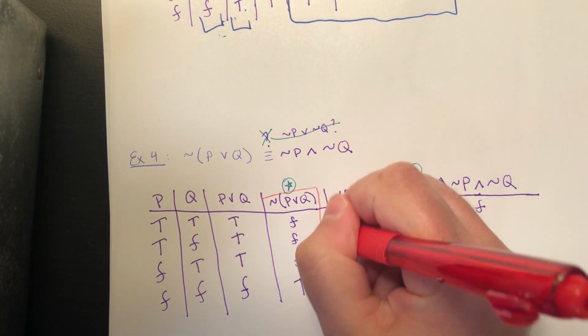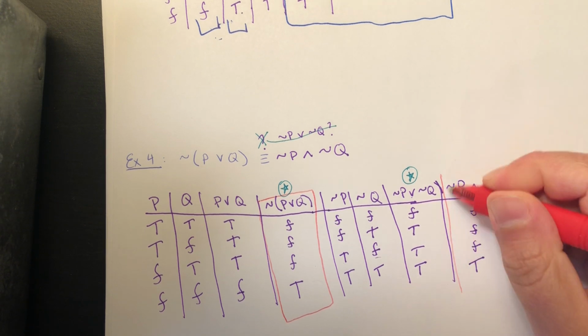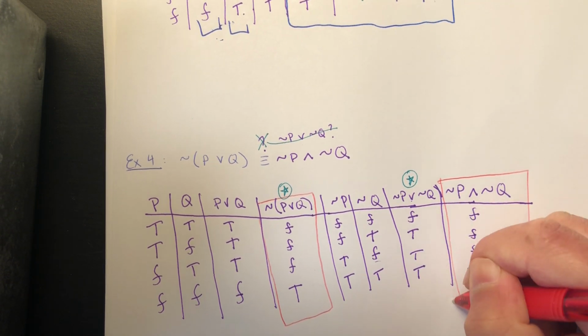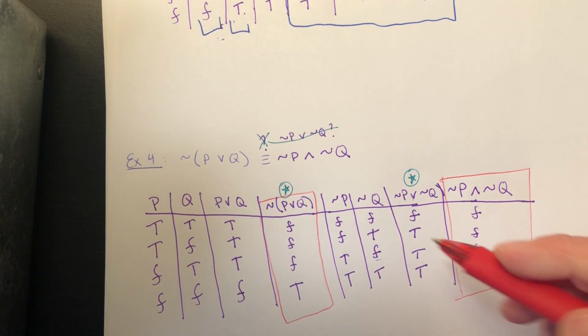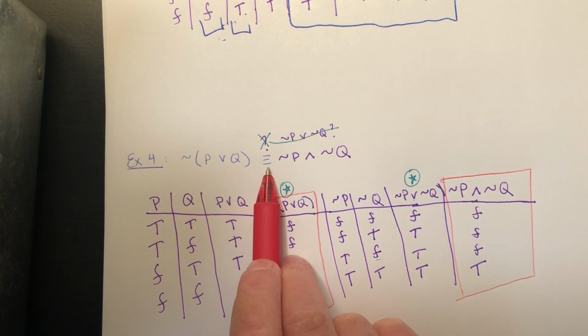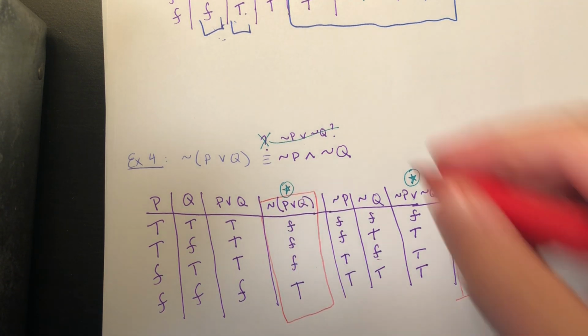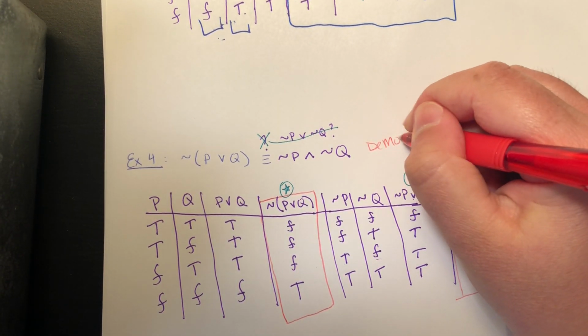The negation of P or Q gives you the same column as the negation of P and the negation of Q. You get false, false, false, true for both of them, which means the negation of P or Q is logically equivalent to the negation of P and the negation of Q. This is actually called De Morgan's law.